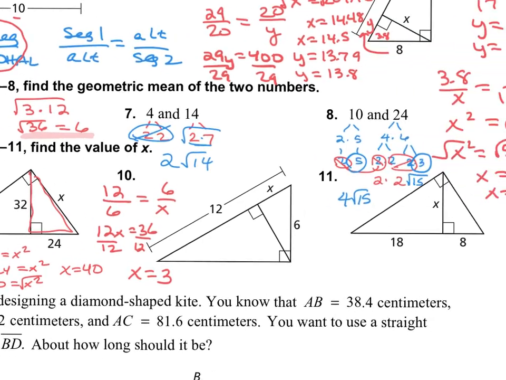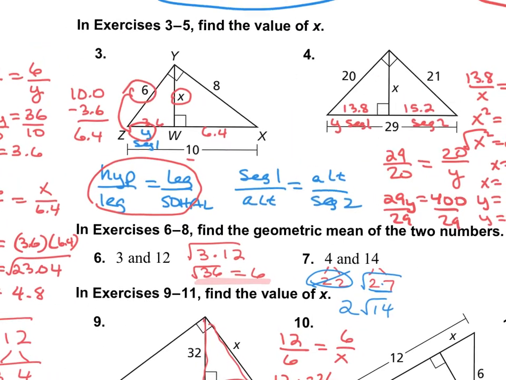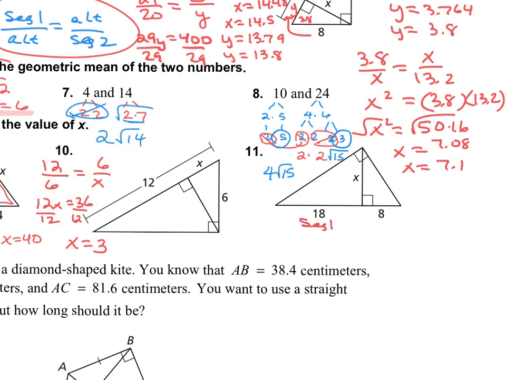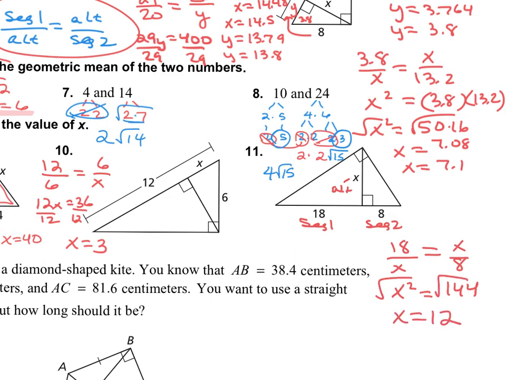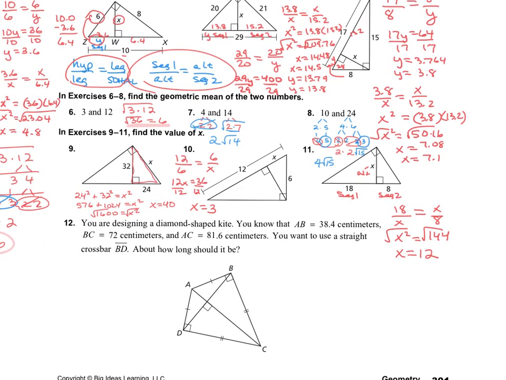And then number 11, this one I'm going to use the other proportion. I'm going to use this proportion. So this is segment 1, segment 2. This is my altitude. So 18 over x, x over 8. X squared equals 18 times 8. This one actually, when you multiply it, it's a perfect square. X equals 12.